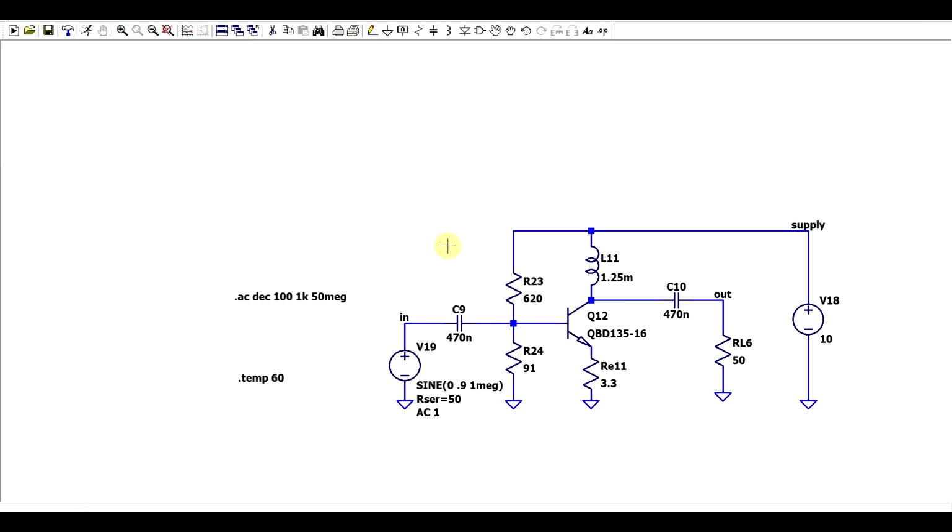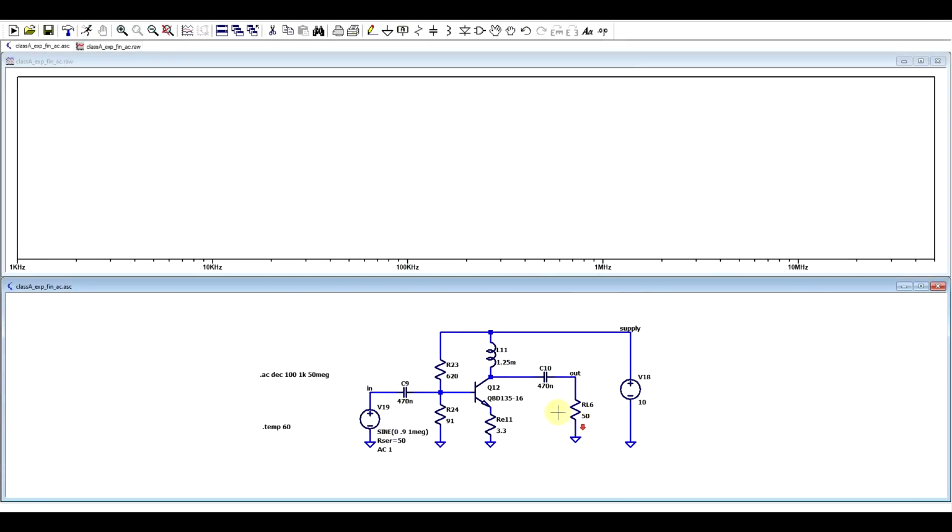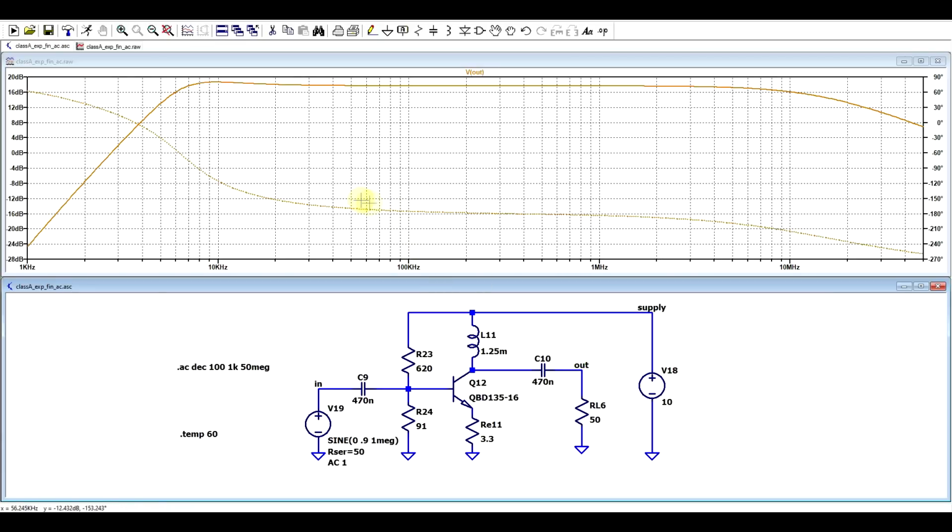Now, other than the transient simulation, we can also perform an AC simulation. So just to quickly see the bandwidth of the circuit, and if we look at the output, we can see we are getting a fairly flat response, starting from around 10 kHz up to around 10 MHz. So over 3 decades of frequency. So this will be quite a decent wide bandwidth amplifier.